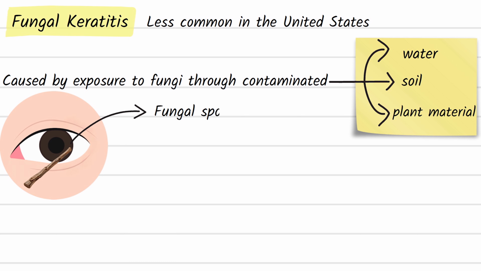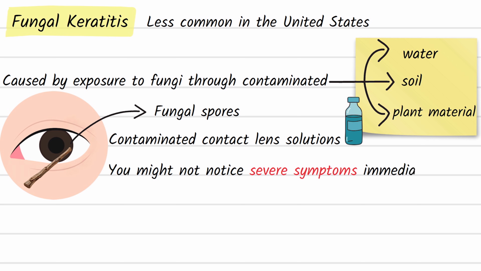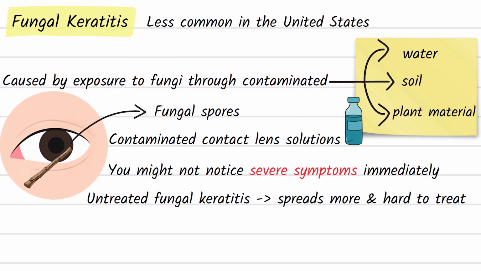There have actually been outbreaks of fungal keratitis associated with contaminated contact lens solutions. Fungal keratitis is slow-growing and sneaky. You might not notice severe symptoms immediately, which means people often wait too long to get treatment. The longer fungal keratitis sits untreated, the more it spreads and the harder it becomes to treat. In severe cases, fungal keratitis can lead to permanent scarring or even require a cornea transplant.